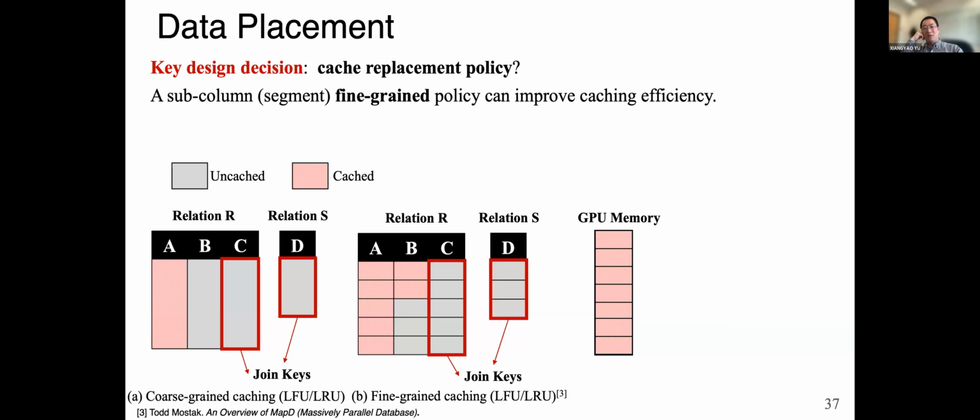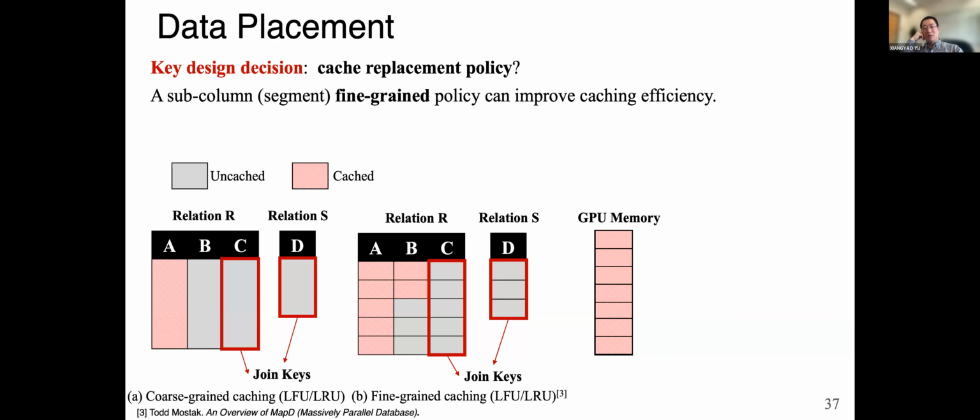LFU stands for least frequently used. Basically it says: what data is more frequently used, I cache it, or what data is more recently used, I cache it. But they don't consider the semantics of the query.